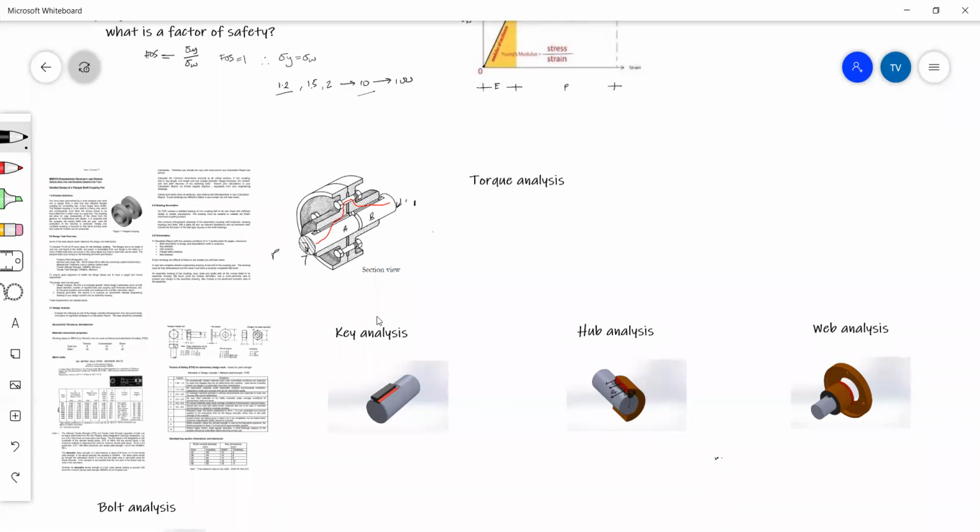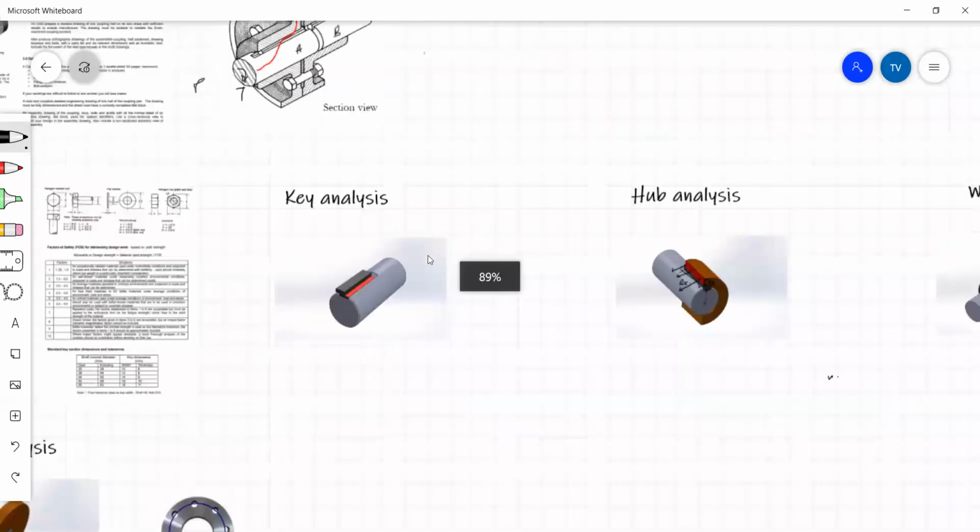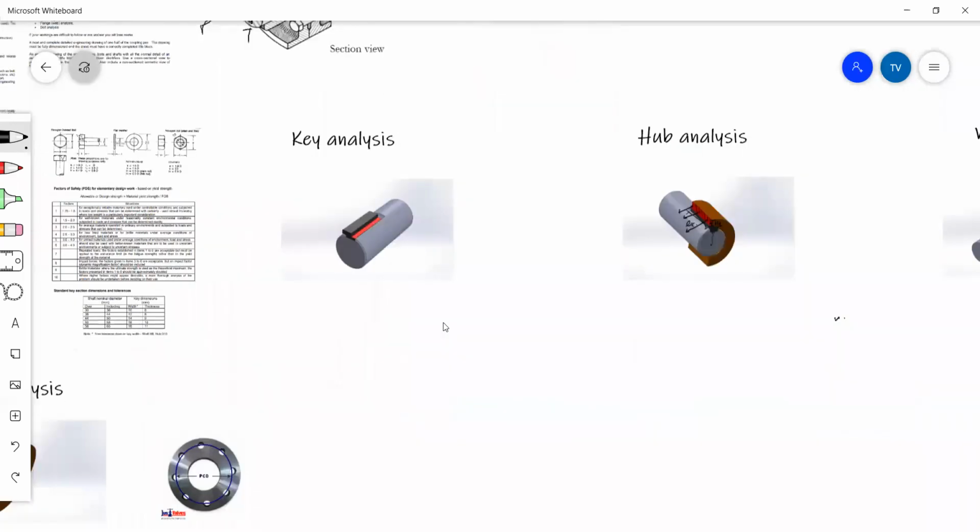The key and hub analysis. Okay, so I'll focus on the key and hub in this tutorial session. Okay, so firstly, the key analysis. Once you've done your torque analysis, you come up with your torque, you can move into your key analysis. First step in the key analysis is you have to find the force that will be acting on the key.